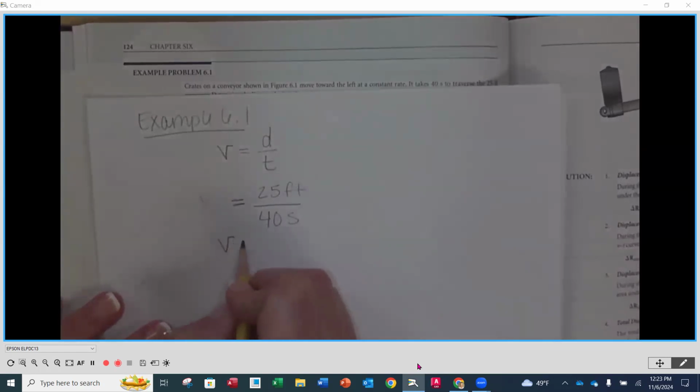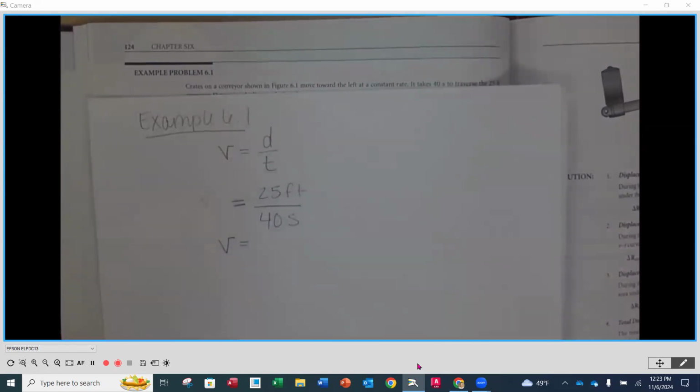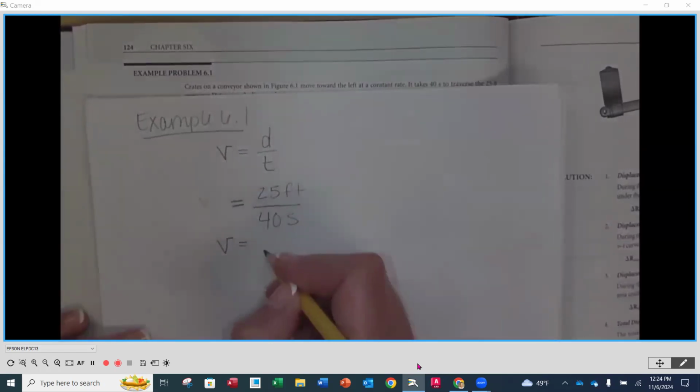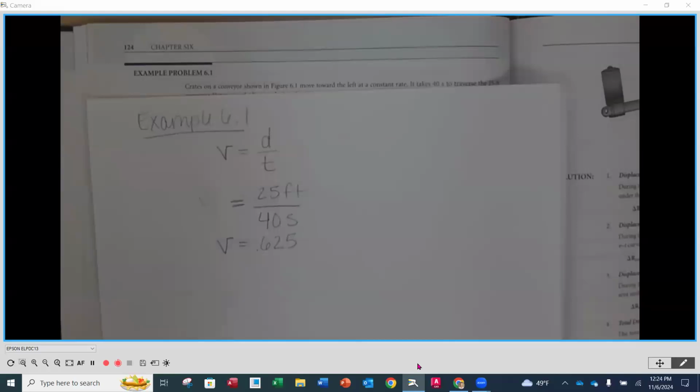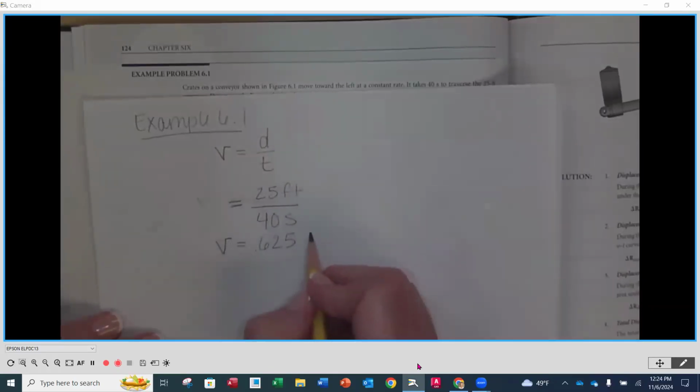So my number for velocity is going to be 25 divided by 40. What's my number? 0.625. Yep, I like the 3 significant digits. And then I'm going to be adding to this feet per second.